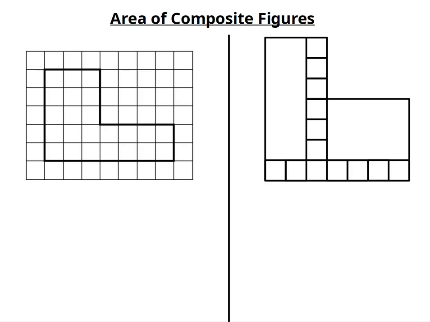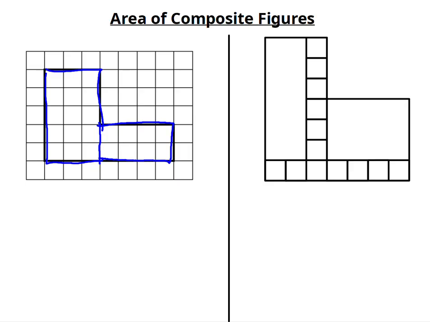Finally, let's talk about area of composite figures. Composite figures means you combine basic shapes together. In this case, we are only using rectangles. On this picture, you can divide it into smaller chunks, smaller rectangles. There are different ways to divide it. I can divide it like this. I will have 1 rectangle here and 2 rectangles here.